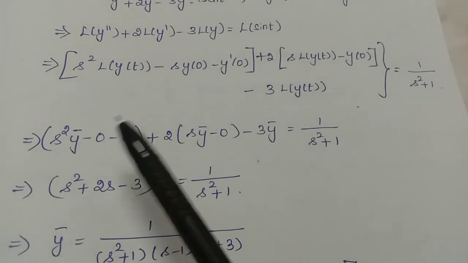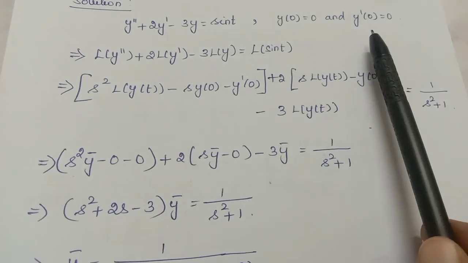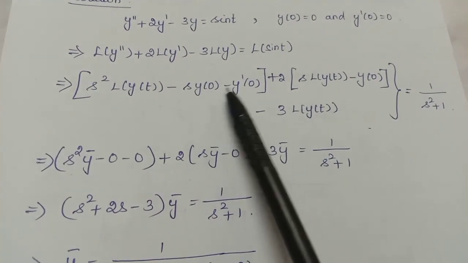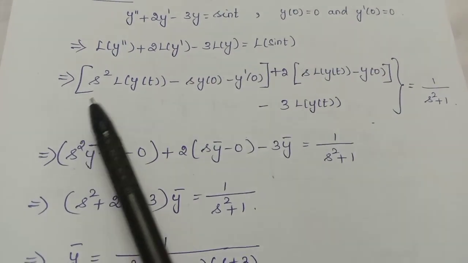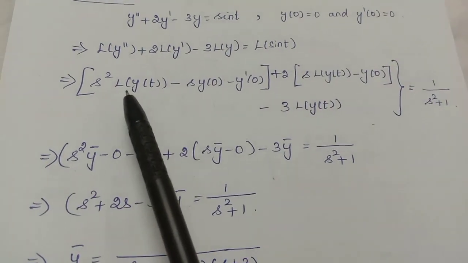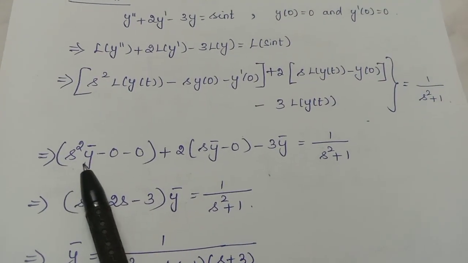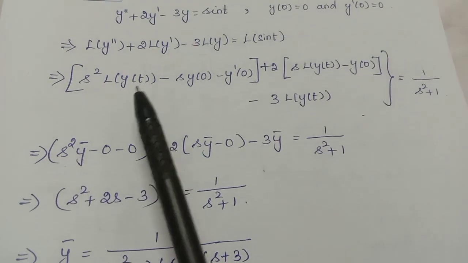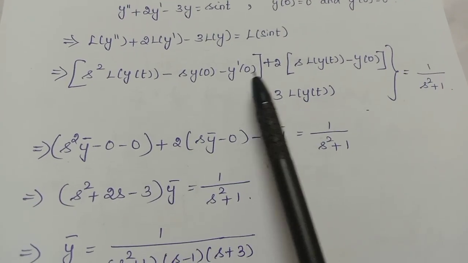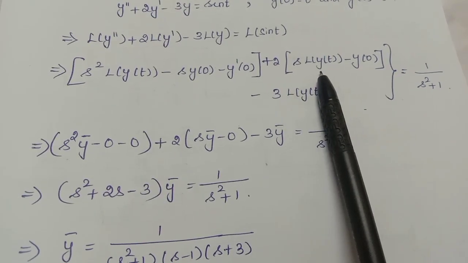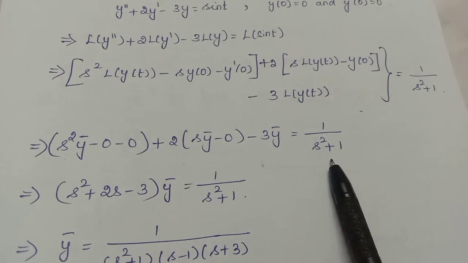Now in the problem they have given y of 0 and y dash of 0 are both 0. So these two terms will become 0, and here also y of 0 will become 0. So simply what we have: s square into, for my convenience I am taking L of y of t as y bar, just for simplification. So s square into y bar, plus 2 into s into y bar, minus 3 into y bar equal to 1 by s square plus 1.